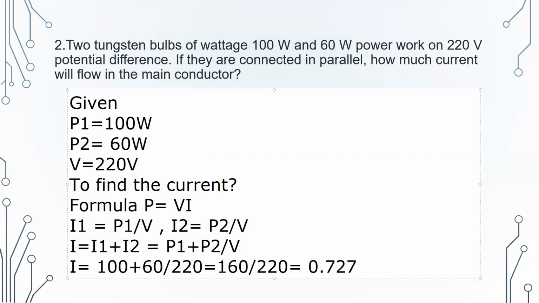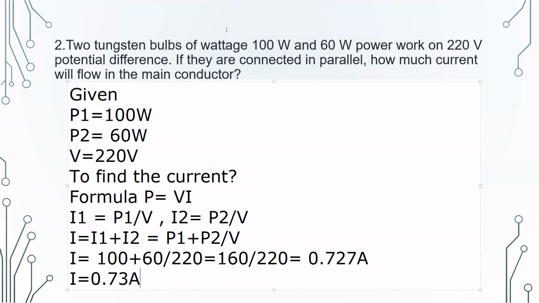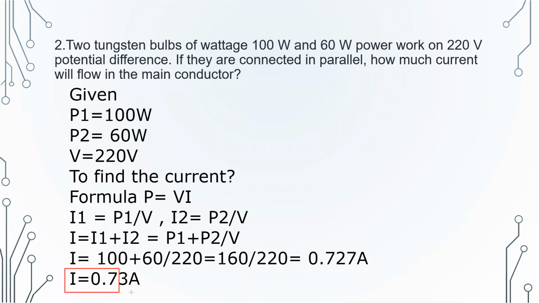0.727. Current unit is ampere. So we got the current in the main conductor I is equal to 0.73 ampere. We can approximate it and write 0.73 ampere. This is the current flowing through the circuit. Understood? I is equal to 0.73 ampere. Those who want to take screenshot, take the screenshot.